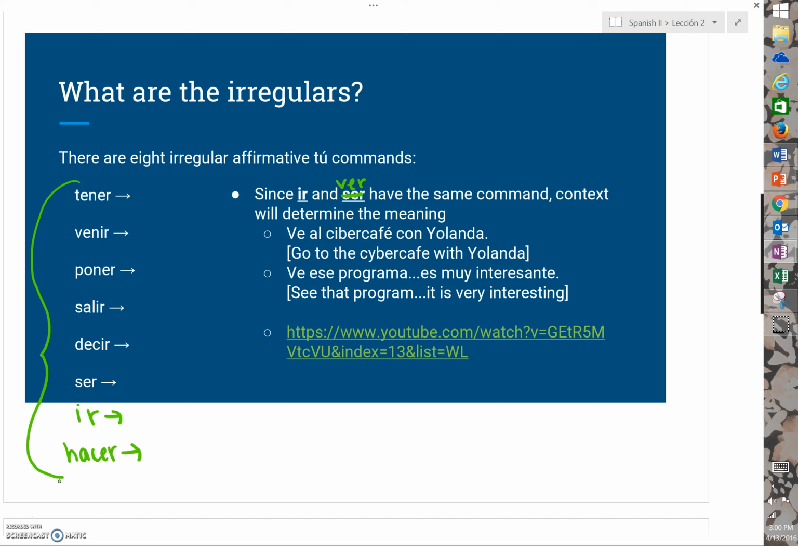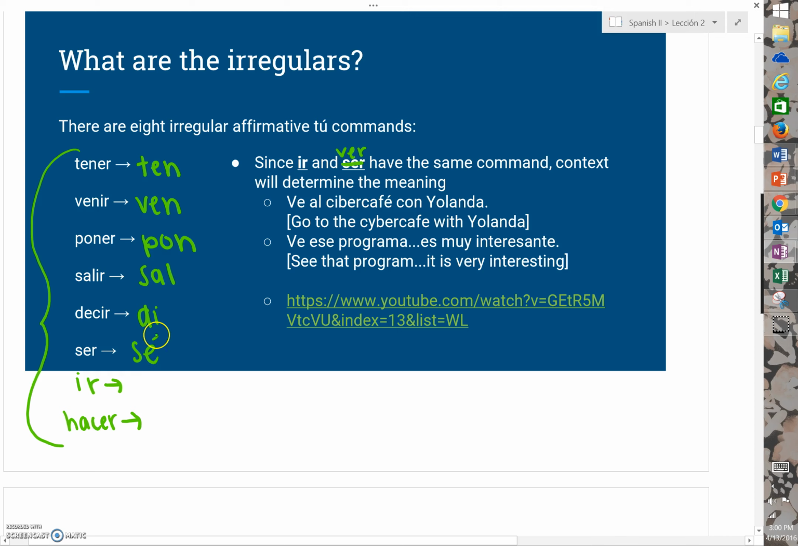So, what are the affirmative tú commands? Tener goes to ten. Venir becomes ven. Poner becomes pon. Salir, sal. Decir, di. Ser, sé, with an accent. Ir, ve. Hacer, haz. Repitan. Ten, ven, pon, sal, di, sé, ve, haz.